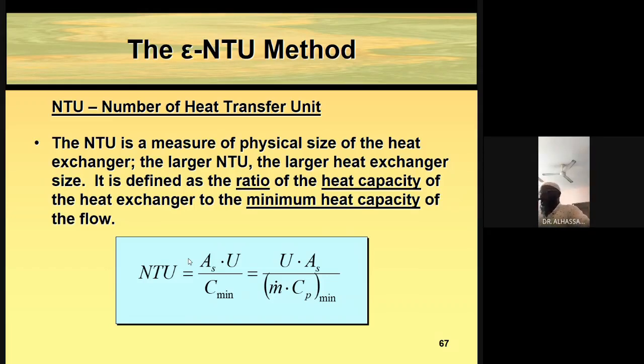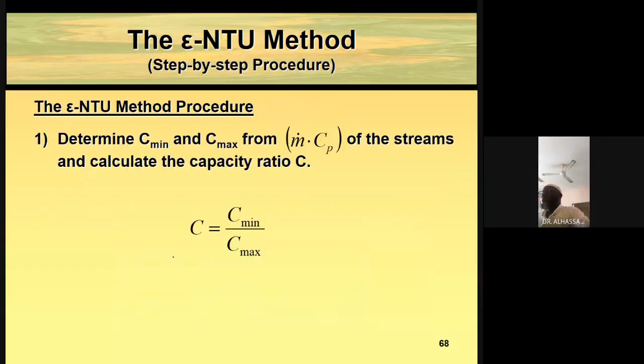So it is clearly defined as NTU equals the surface area of the heat exchanger times the overall heat transfer coefficient divided by C minimum. This is the only definition associated with this NTU. Classically, the theoretical definition is like this. So you see, it is even proportional to the area. Higher area, higher NTU. Lower area, lower NTU, in this way.